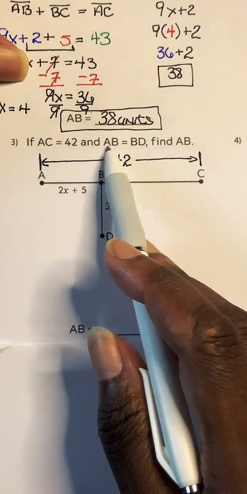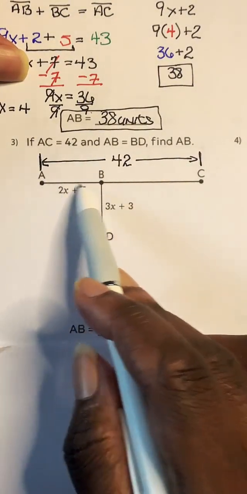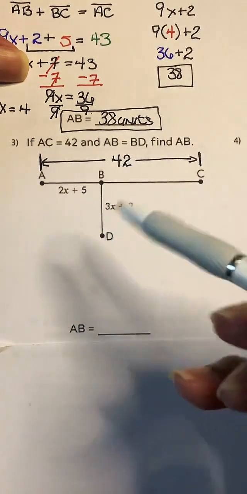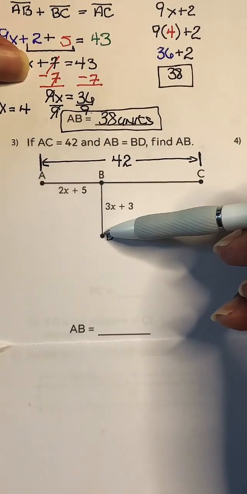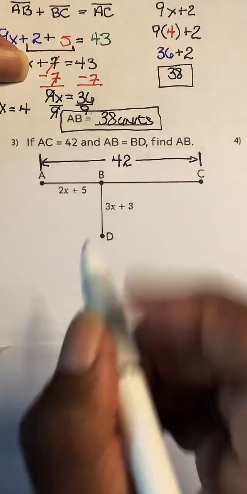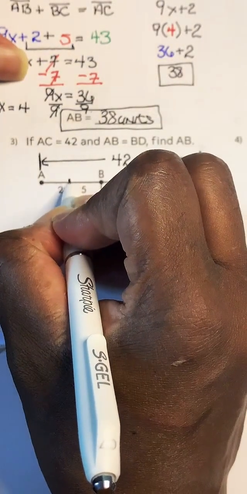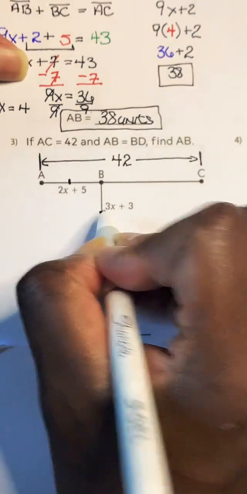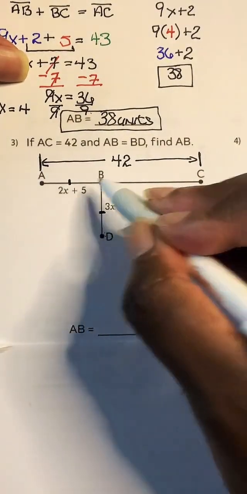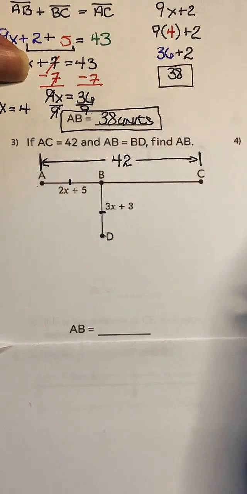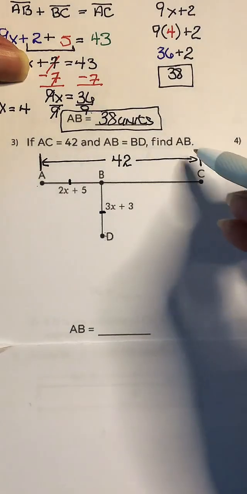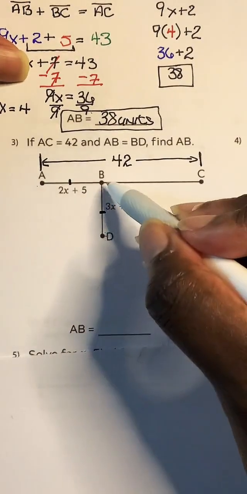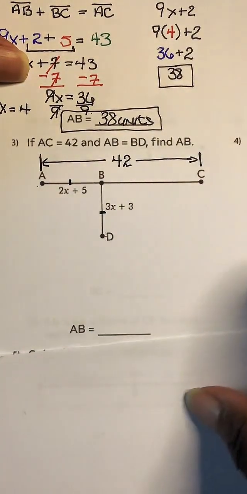And they're saying that AB is equal to BD. So they're saying the length of AB is the same as BD. We're not looking at the angles, we're looking at the lengths. So they want us to find what AB is. Whatever's happening here at BC, no one cares.